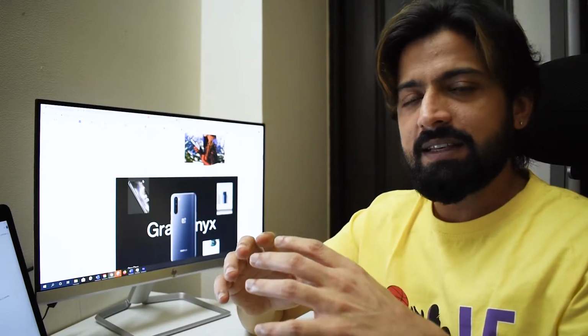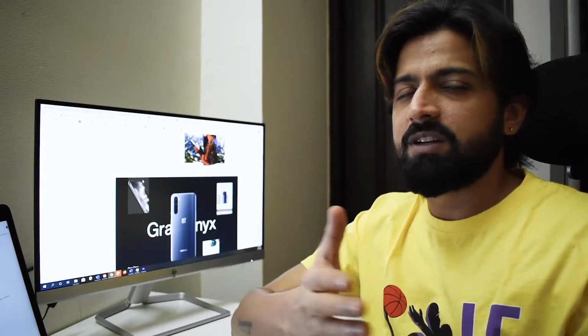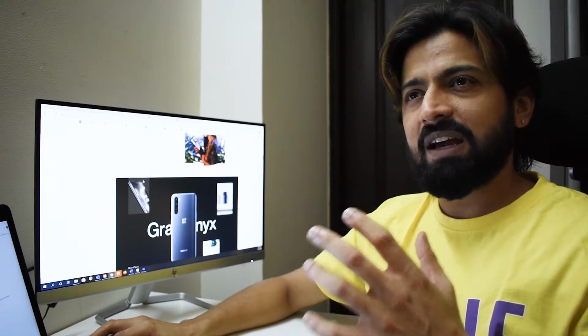Now, one thing that I really like about this phone is the fact that this has a flat screen. The OnePlus 8 Pro and the OnePlus 7T Pro that came out last year, they have a curved display. It's curved along the edges, or infinity display as Samsung used to call it. Now, that is not something that I personally like. This is something that I mentioned in one of my previous videos.